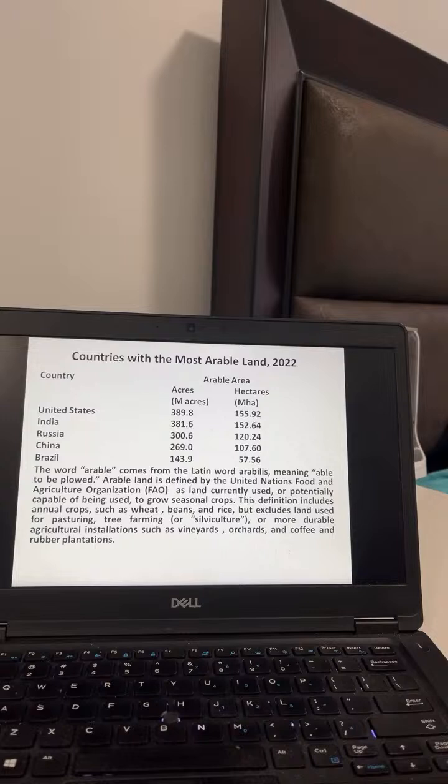Arable land is defined by the United Nations Food and Agriculture Organization as land currently used or potentially capable of being used to grow seasonal crops. This definition includes annual crops such as wheat, beans, and rice, but excludes land used for pasturing, tree farming, or silviculture, or more durable agricultural installations such as vineyards, orchards, and coffee and rubber plantations.